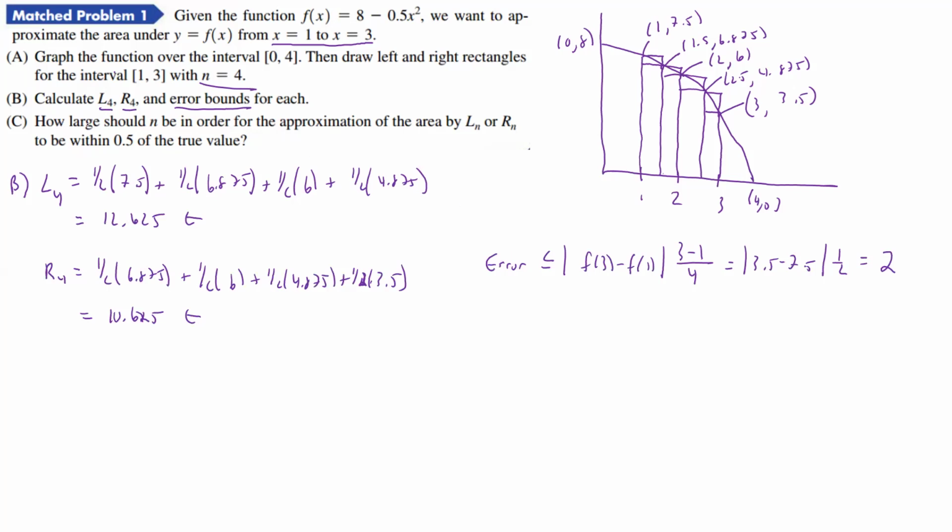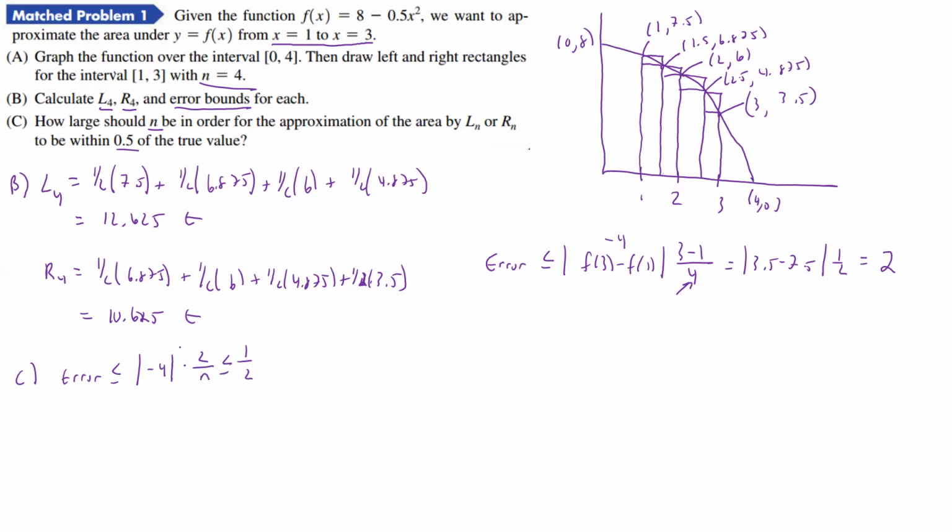Now, the last one, C, how large should n be? So now we have to solve for n, which is this value, for the approximate area of Ln or Rn to be within 0.5 of the true value. Okay, well, that's going to be C. We're going to have, well, everything else is the same except for that. We have the error is going to be less than or equal to the absolute value, and this is going to be a -4, but the absolute value, that's positive. So that's 4 times 2 over n, and that's less than or equal to 1/2.